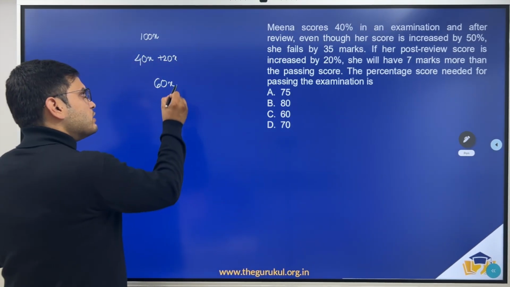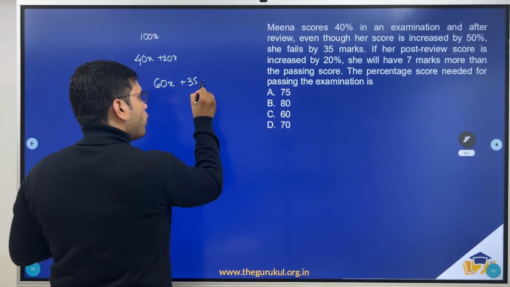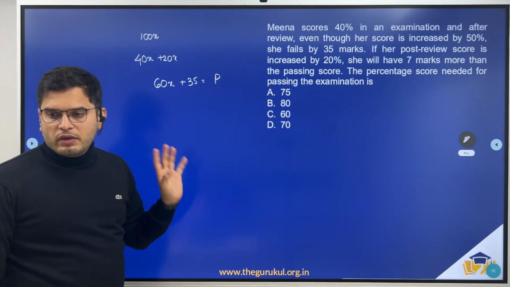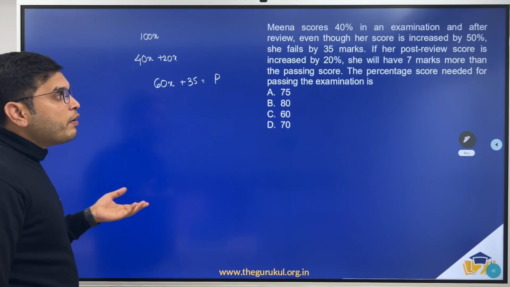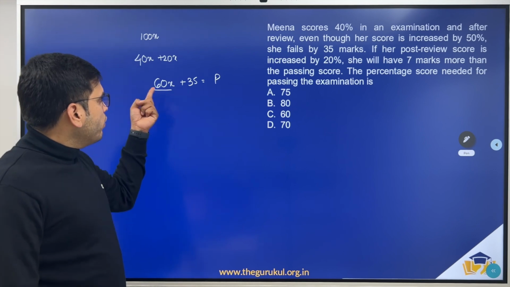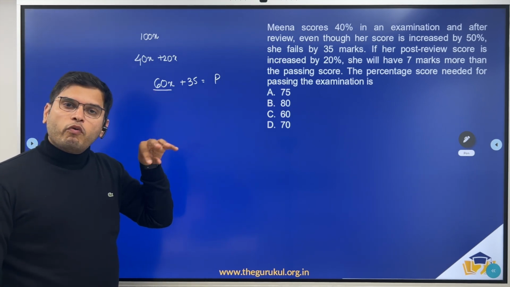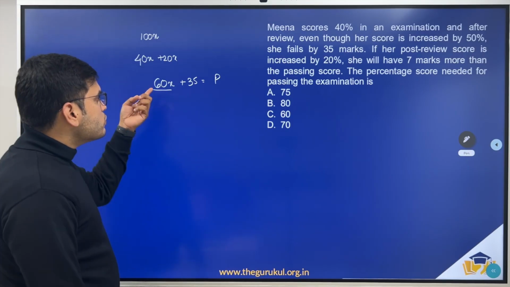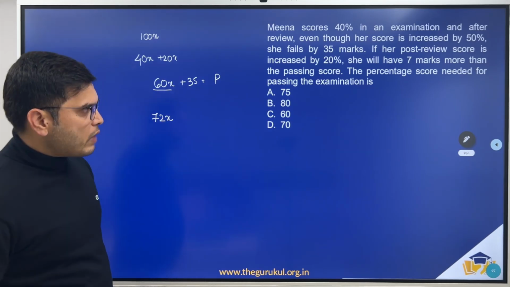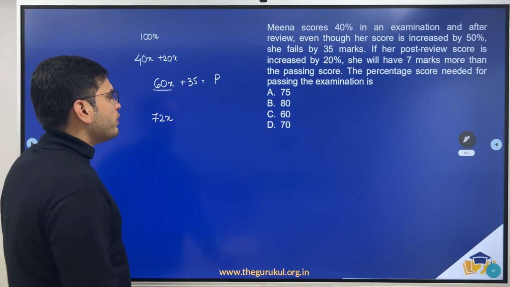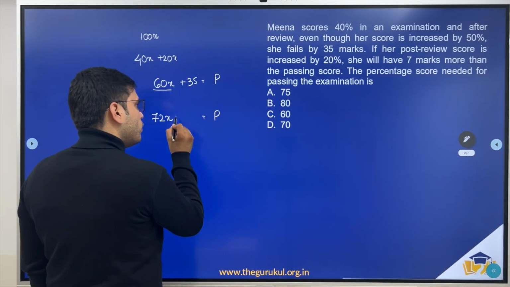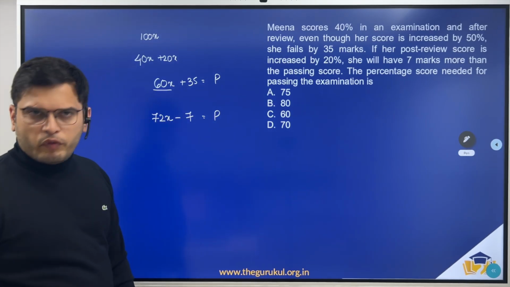So in order to pass the exam, she should have got 35 more marks. So the pass mark becomes 60x plus 35. Done. Then what? This is her post review score. If that is increased by 20%, what is 10% of 60x? 6x. What would be 20%? 12x. So 60x plus 12x, 72x. So if she had got 72x marks, she will have 7 marks more than the passing score. So her score would be p plus 7, or p is equal to 72x minus 7, right?